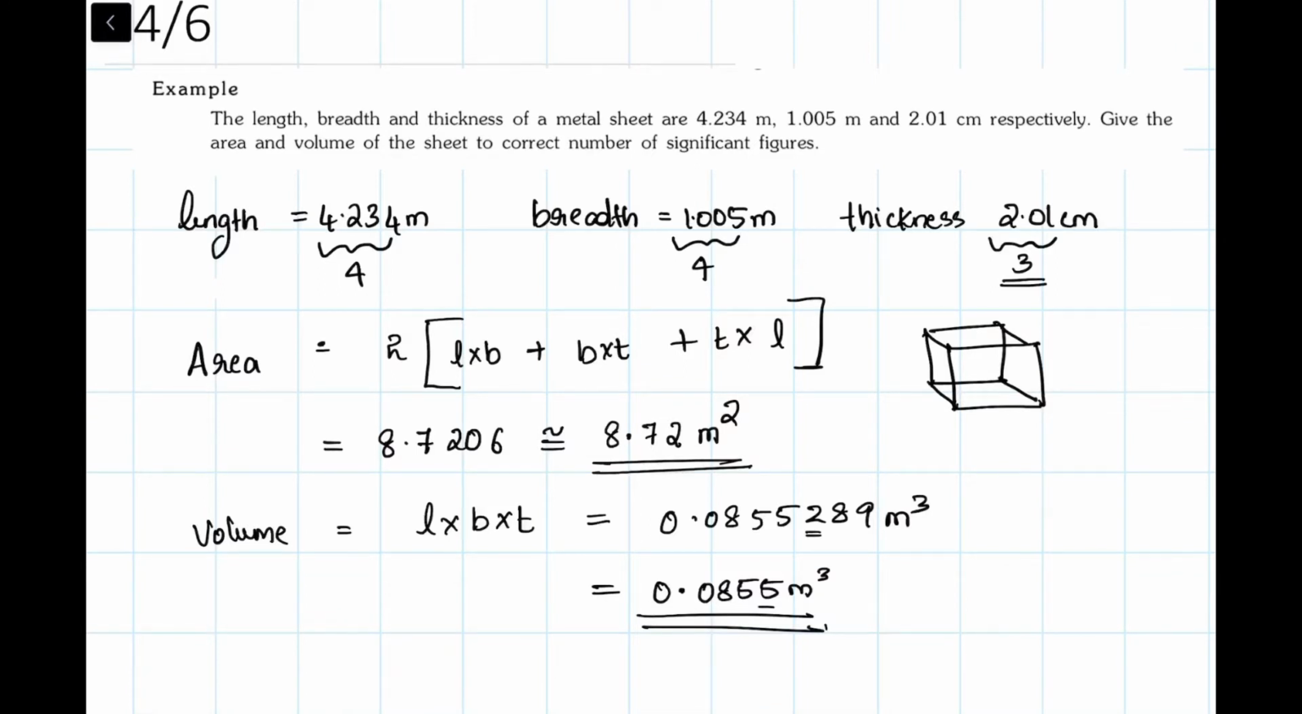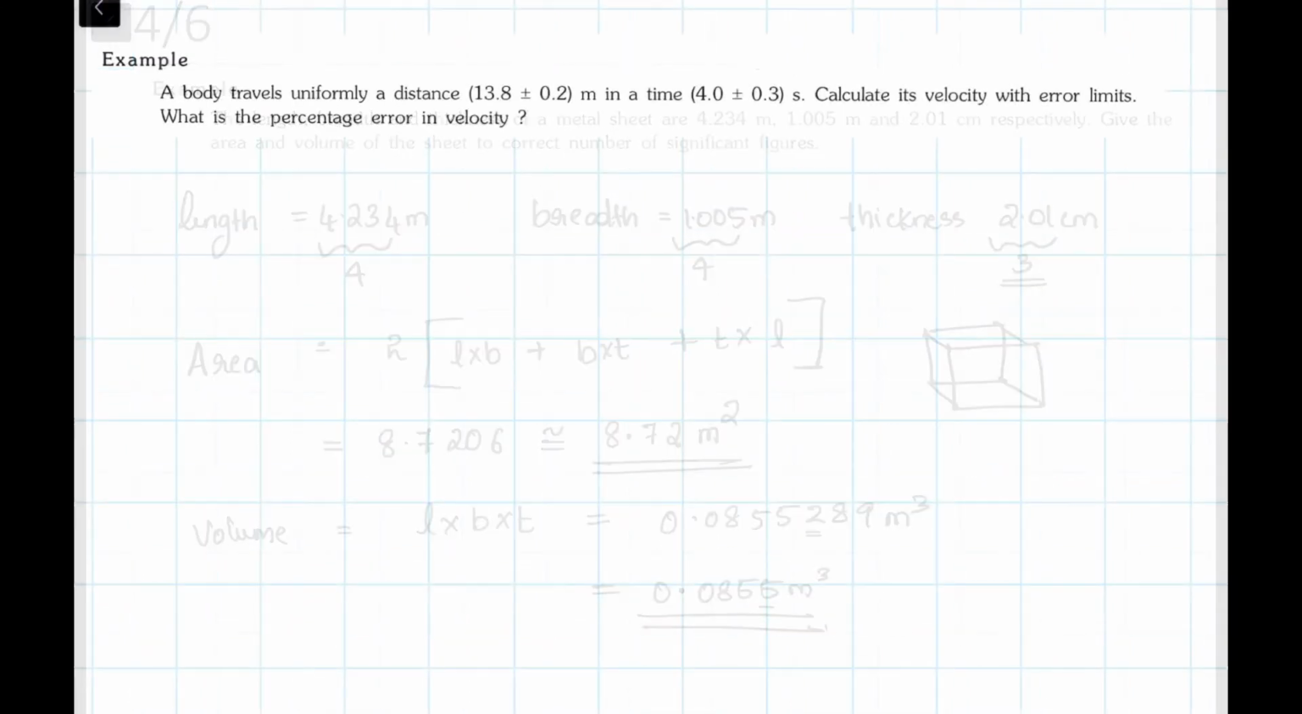I hope, first of all, you should know the entire rules of significant figures and rounding. Okay, I hope you got the problem.